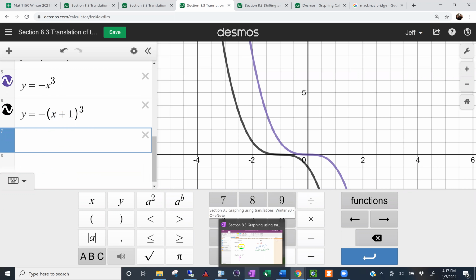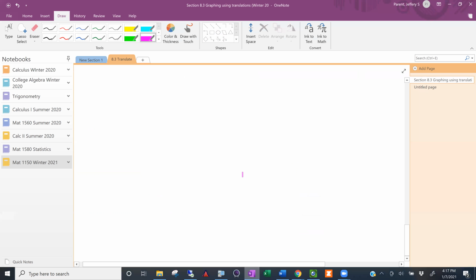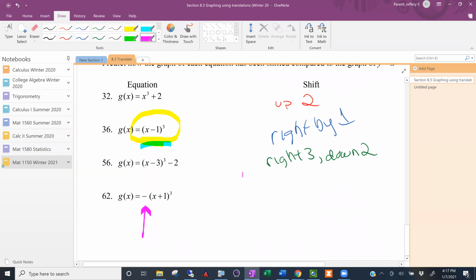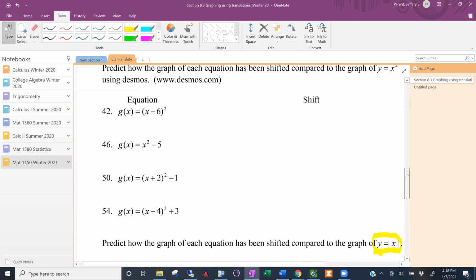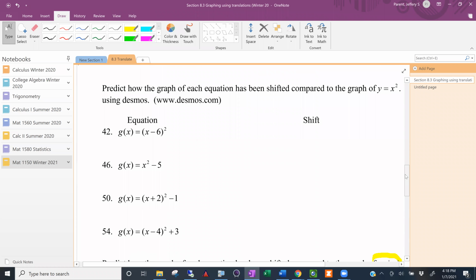Okay, you need a little more practice. Let's finish up the top of this. So this one was flipped and shifted to the left by 1. And these last couple, I'm not going to take the time to graph these. Pause the video and see if you can't just nail all these. See if you can't make these predictions. How has the graph been shifted just by looking at these graphs?